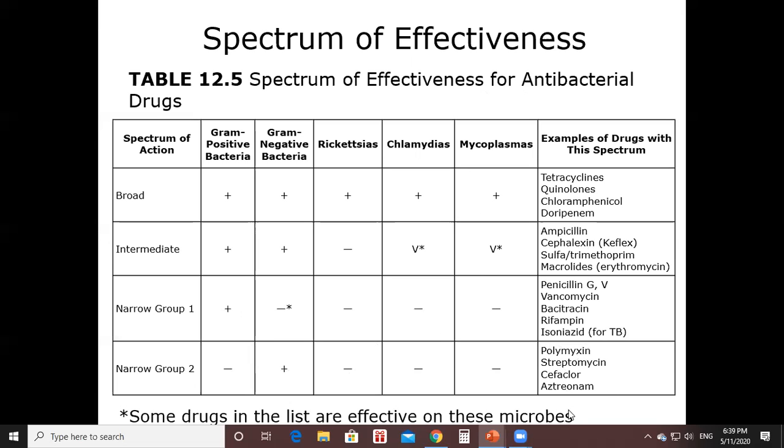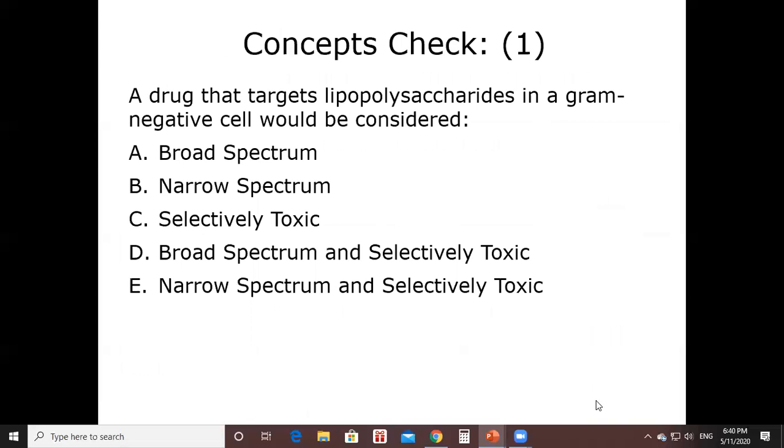You don't have to know these. It's just good to know in general. Well, you do have to know that we have broad spectrum, intermediate spectrum, narrow, which is gram positive only, and narrow as well, which is gram negative only. You don't have to know the names though. So a drug that targets lipopolysaccharides in a gram negative cell would be considered what? That's selectively toxic.